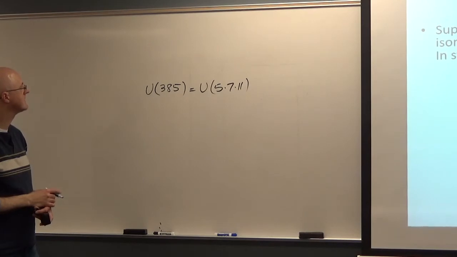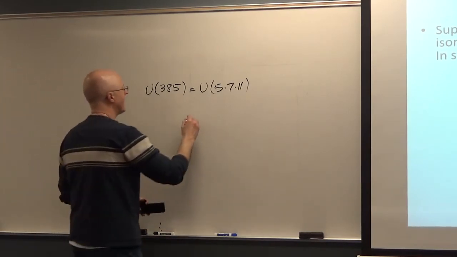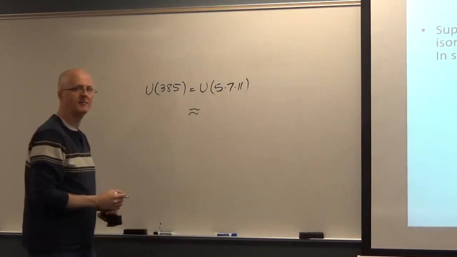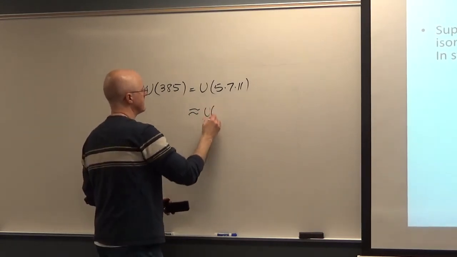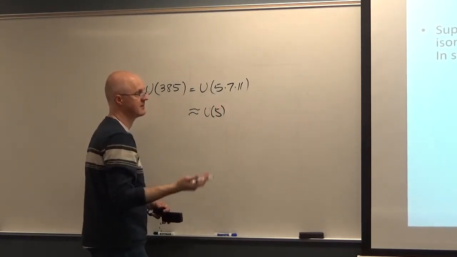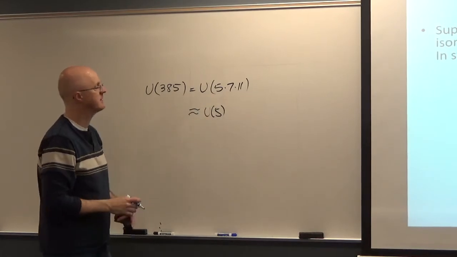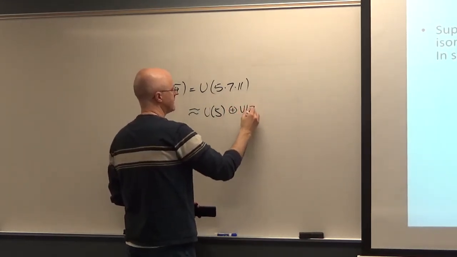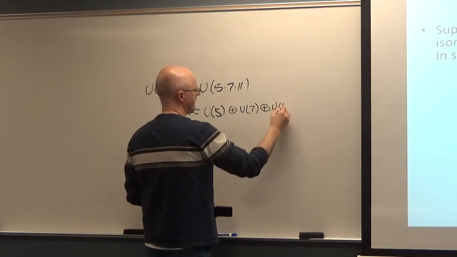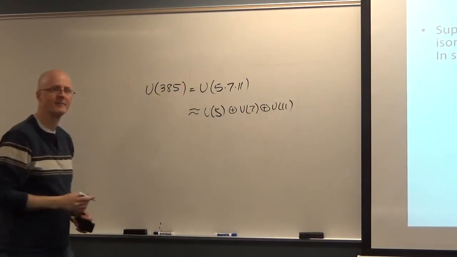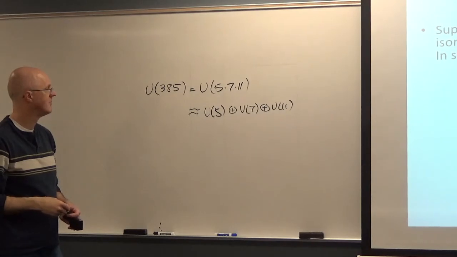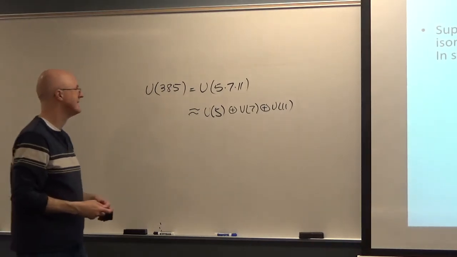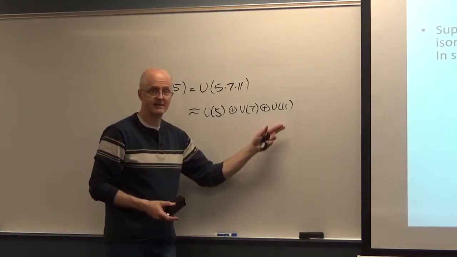Double check that. Yeah, that's right. 5, 7, and 11 are all relatively prime. This is going to be isomorphic by this fact here, extended to the product of 3 things, to the external direct product of U5 with U7 with U11. But what are those isomorphic to? These are all prime numbers, 5, 7, and 11.